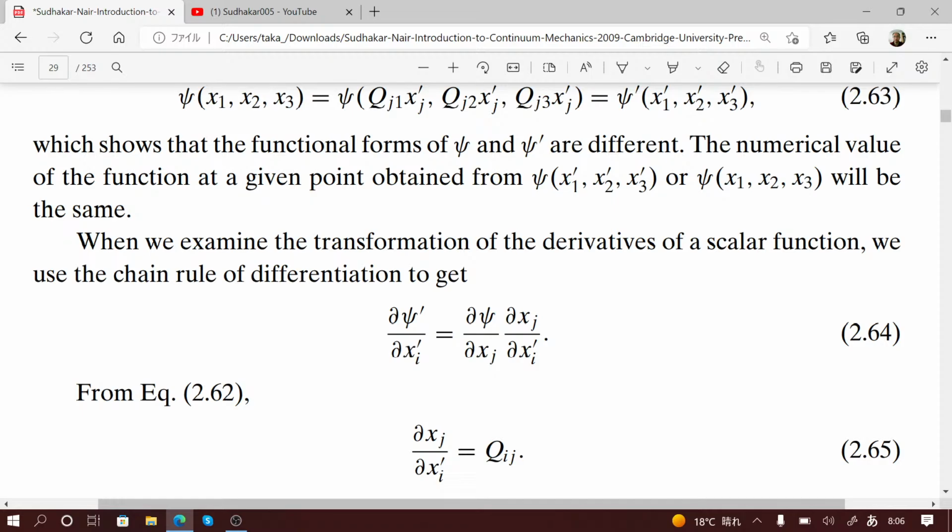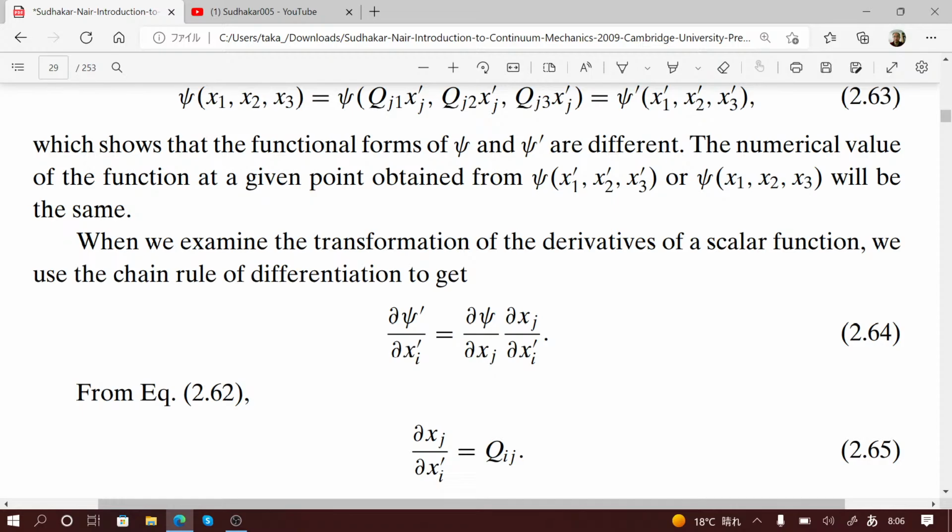The number of indices shows the rank of a tensor. We call T a second rank tensor. In 3 dimensions, a second rank tensor has 3 squared components, and in 2 dimensions, it has 2 to the power 2 components. We can introduce a tensor of rank R in 3 dimensions with 3 to the power R components.